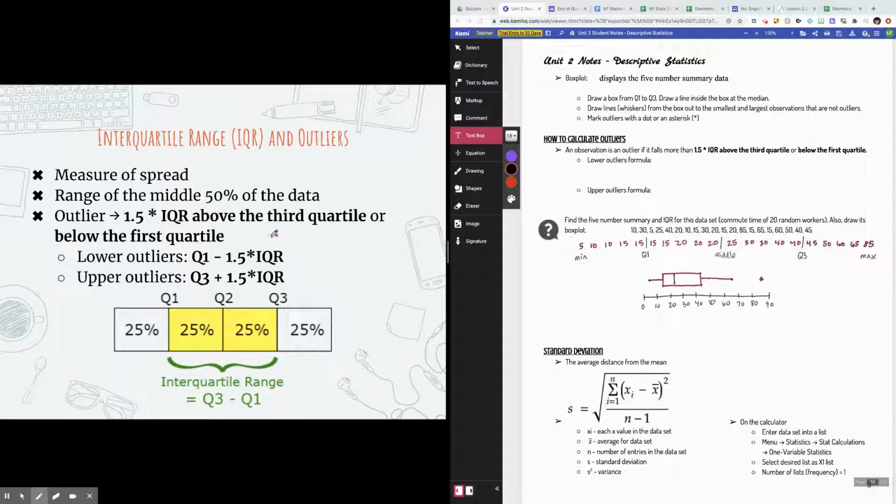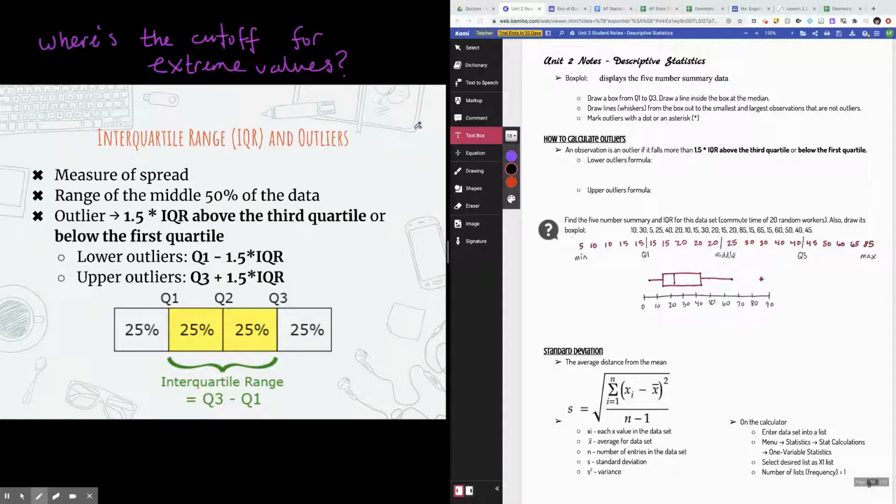Okay, so essentially what you're doing when you're using this lower and upper outlier formula is you're trying to figure out where is your cutoff. That's the question that you're asking yourself when you're doing this. Like, where's the cutoff? Or let's say, the cutoff for extreme values? It's essentially what you're asking yourself when you're doing these calculations.